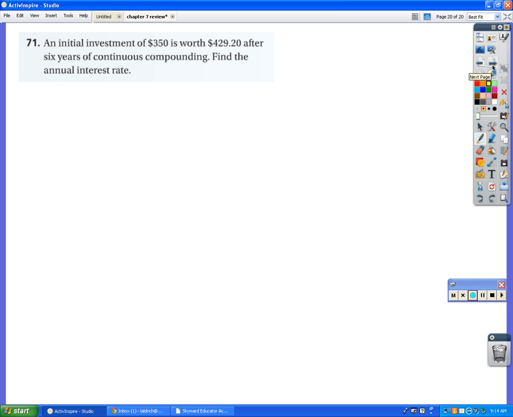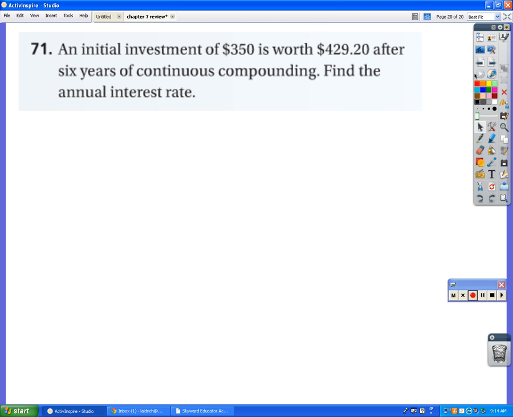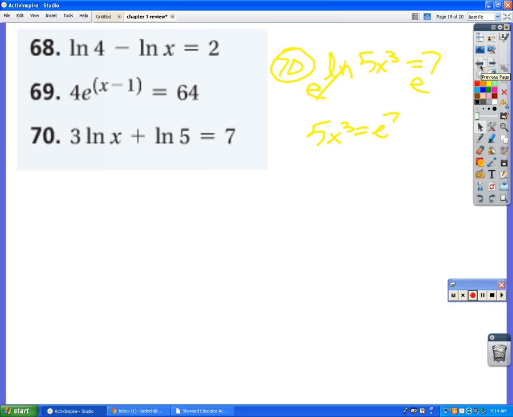Hold on. We have to get the final answer here, so e to the 7 equals e to the 4, times x squared equals e to the 4, divided by 5. How do you cube root on it? You can hit the little exponent button and go 1/3.